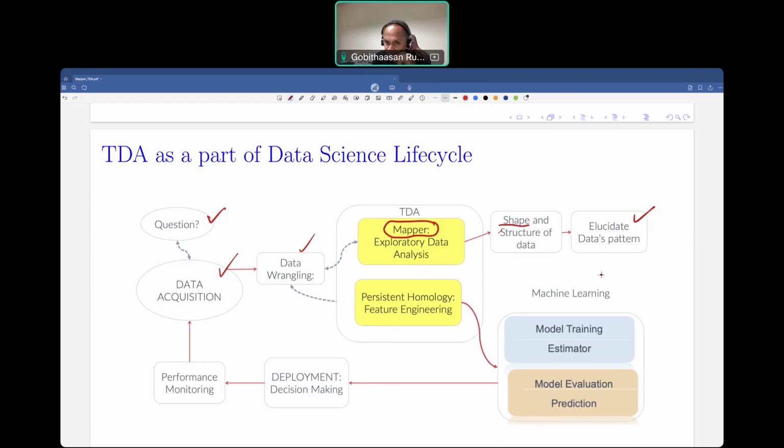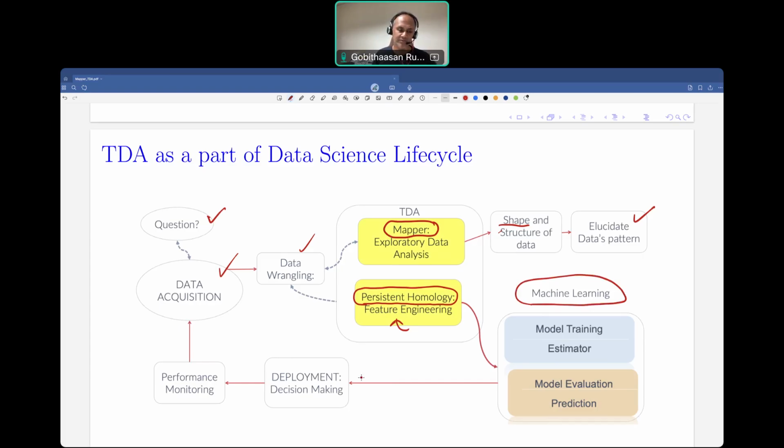That's the first part, which we are going to cover today. Whereas the second part will be on using persistent homology to extract the feature. The feature here would be the shape, the information of the shape in the context of topology and geometry, where we can use the extracted feature to do machine learning tasks. For example, it can be classification, regression, clustering, and so on.